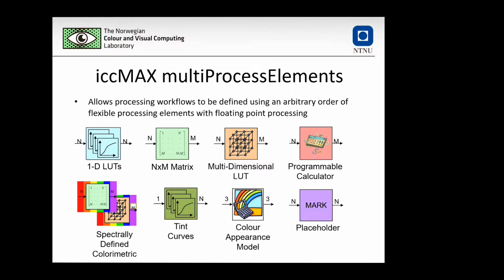You have the spectral colorimetric. You have something called tint curves, and there's also a color appearance model as well. So all these things give you much more flexibility to build any kind of transform that you would like, rather than being restricted by the ICC.1 available transforms.